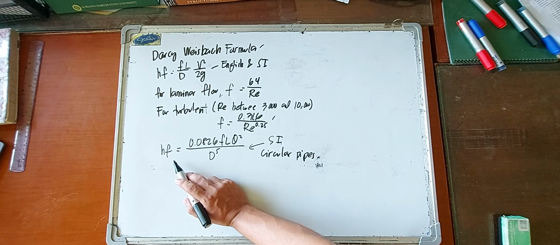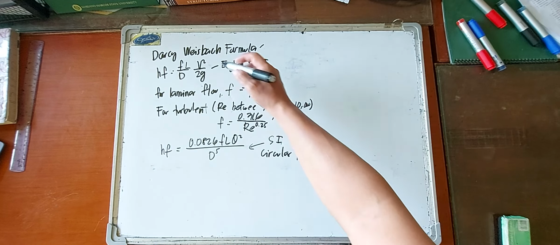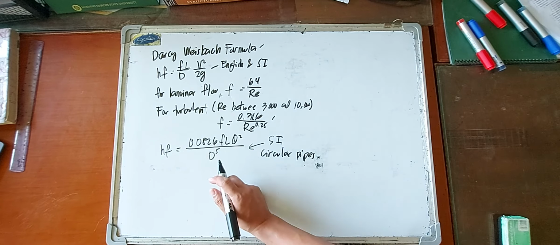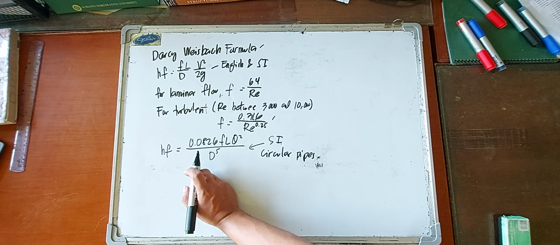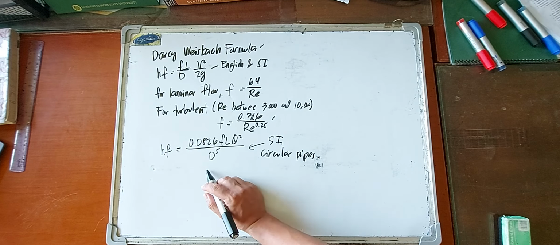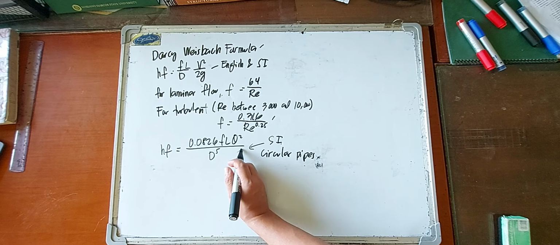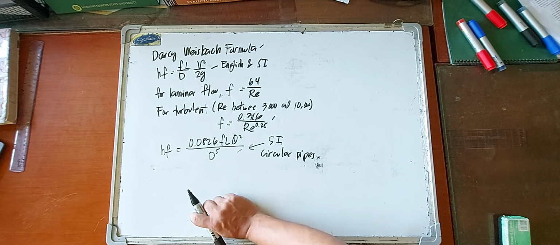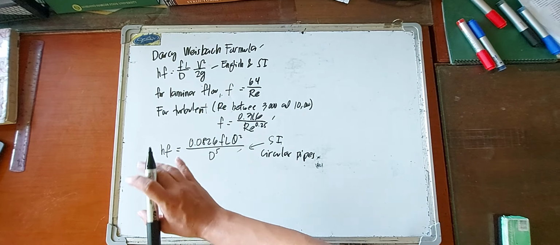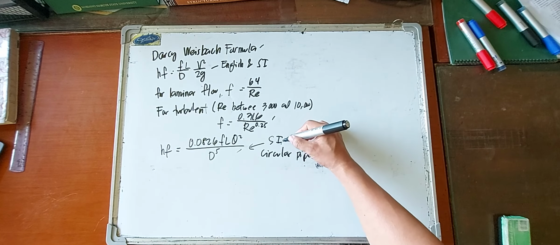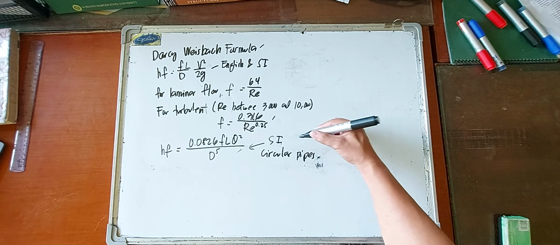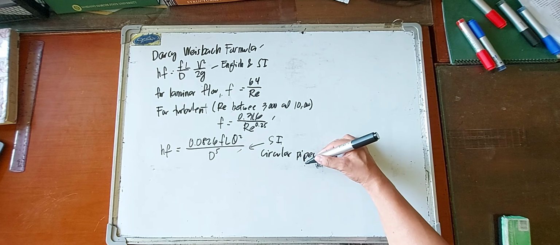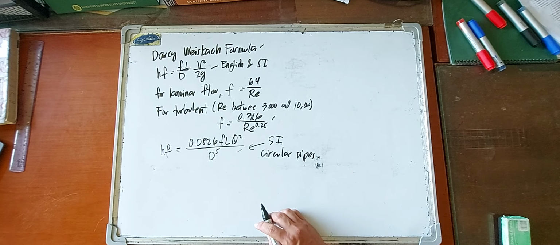For circular pipes in the SI system, this one is in terms of velocity, but oftentimes you compute it in terms of discharge. So that's equivalent to 0.0826 F L Q squared all over D raised to 5. That's how we compute for the head loss due to friction using the Darcy-Weisbach formula. Take note, this is derived using SI units, and it should be a circular pipe.